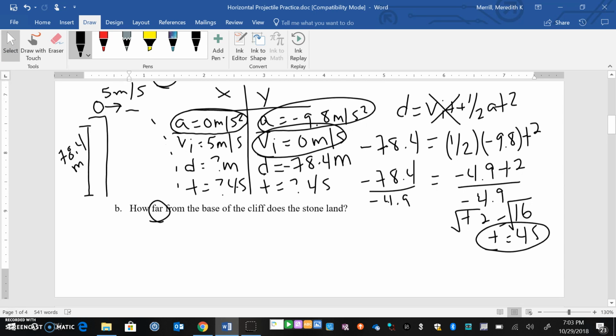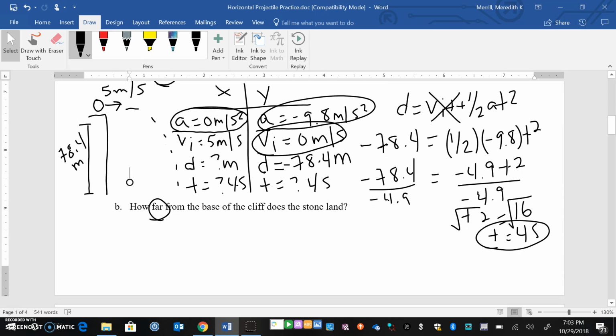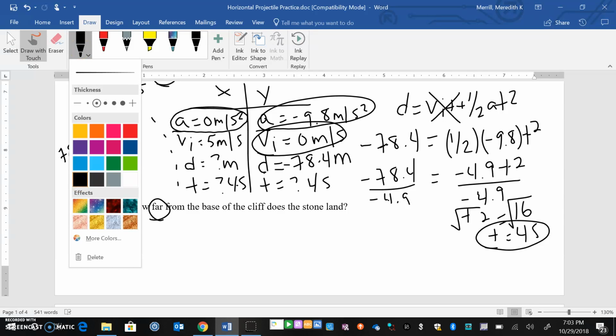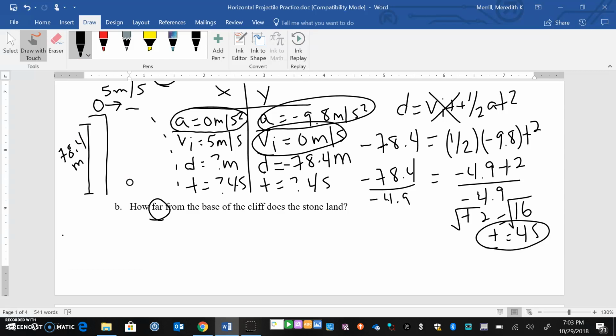The second part of the problem is to figure out how far from the base of the cliff the stone lands. I'm now solving for the displacement on my x side. I'm going to use the same equation that I used at the beginning: d is equal to v_i t plus 1/2 a t squared. I'm solving for how far, but now I'm going to plug in everything on my x side. I already used the y side to solve for time, so now I'm going to use the x side to solve for my horizontal distance. I'm looking for this distance here.